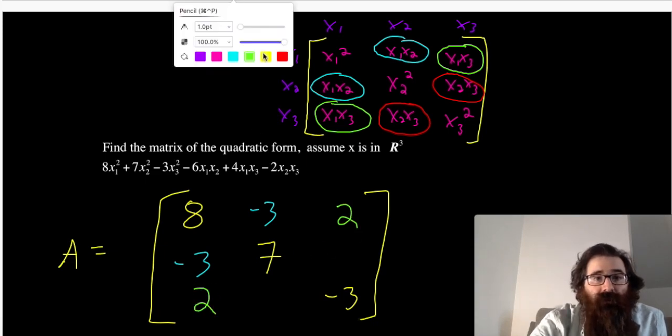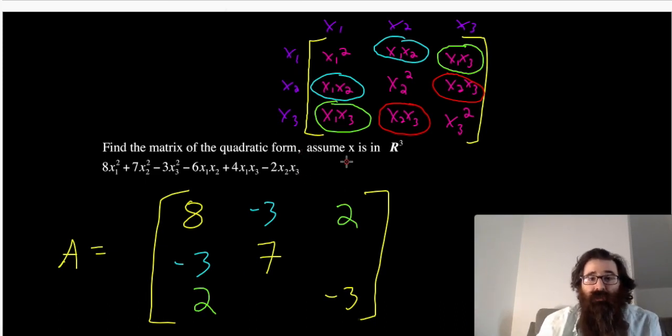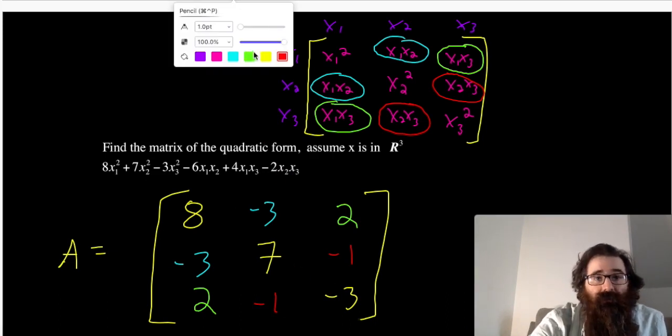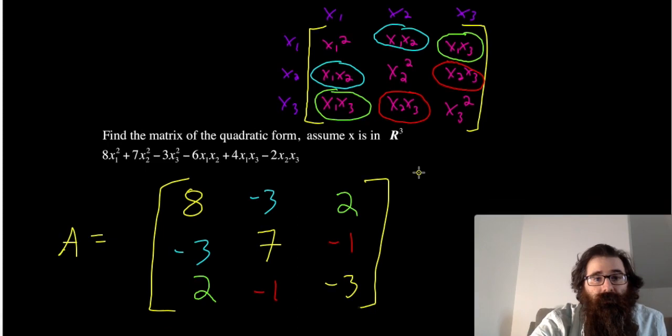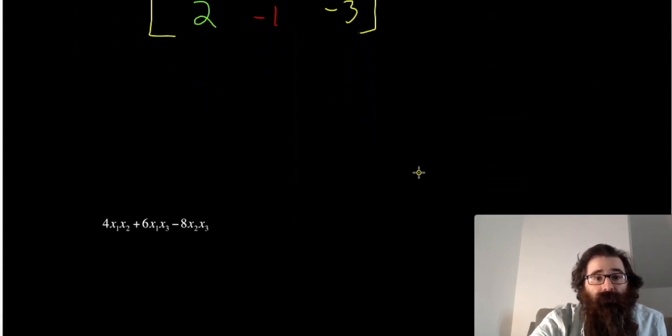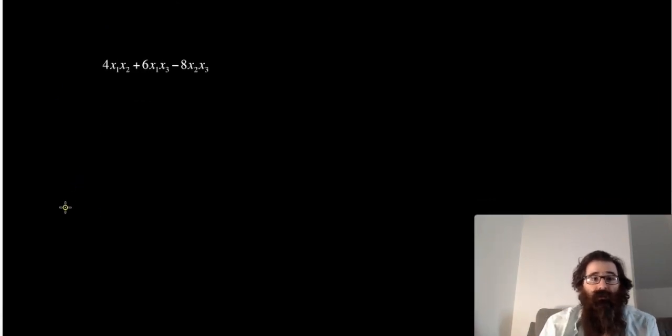And then the red's going to really pop, I think. The x2, x3 terms are all that's left. Its coefficient is a -2. Cut it in half. We got to split it. That's a -1 and a -1. And this is my symmetric matrix, capital A. Not too bad, right? Hopefully. We'll take a look at one more example working in R3, and then we got some other stuff to talk about.